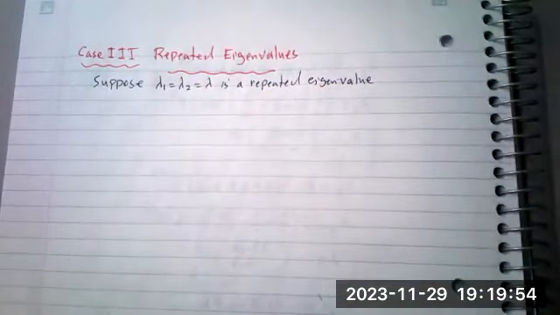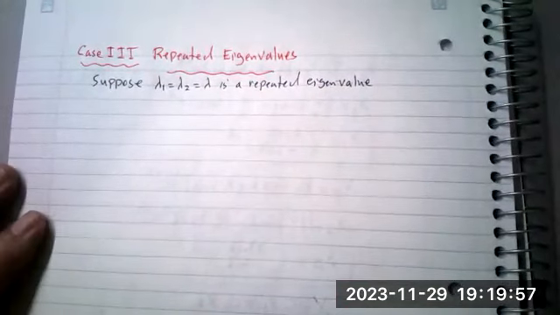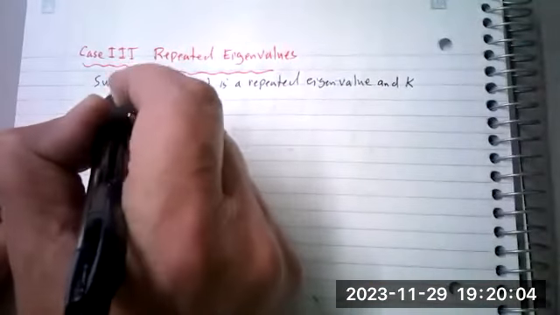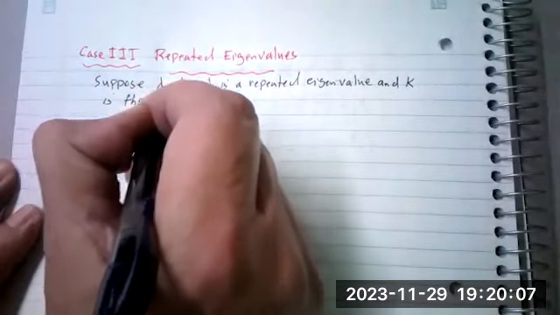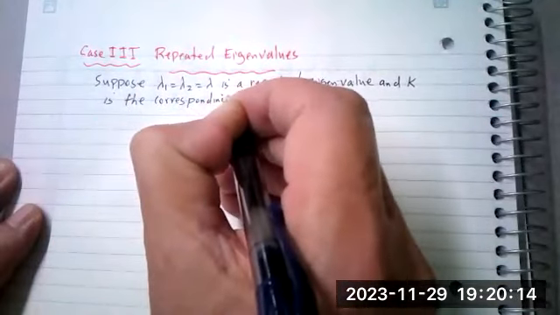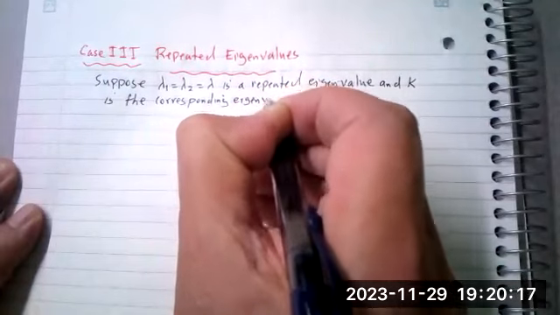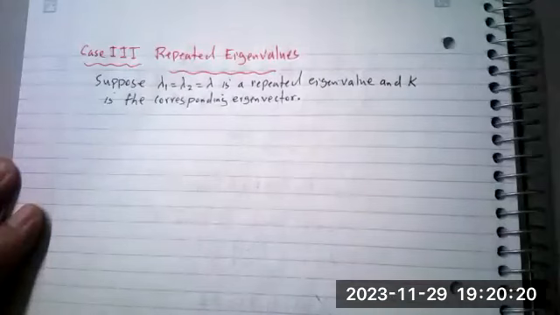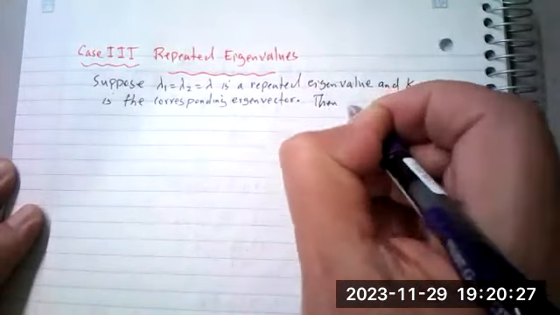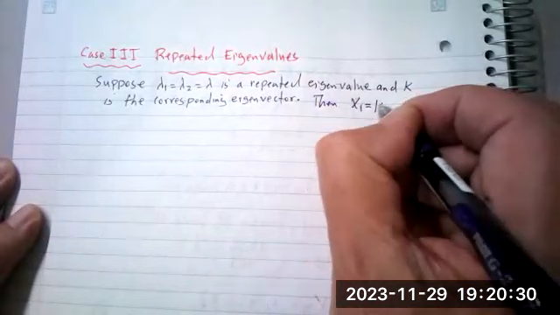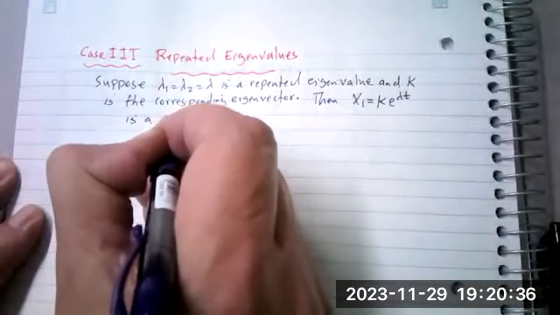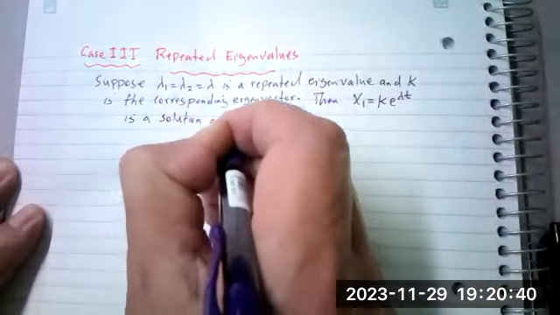Since it's an eigenvalue, we can find the k for this one, and k is the corresponding eigenvector. So we have the first solution. If this is the case, then we have x1. Remember, x1 is equal to k e to the lambda t, which is a solution of the system.